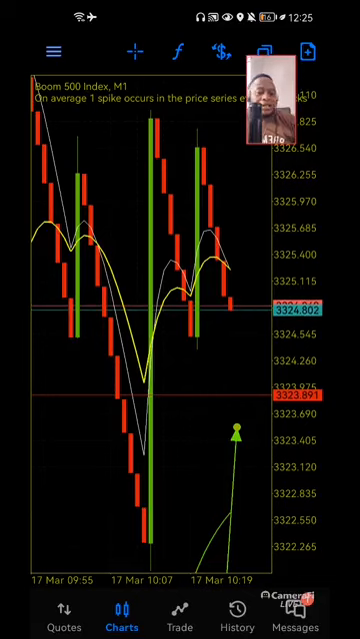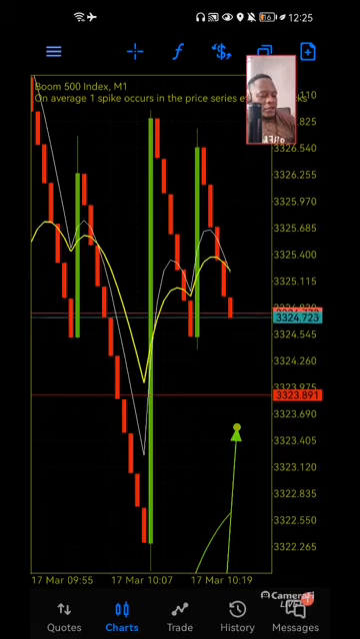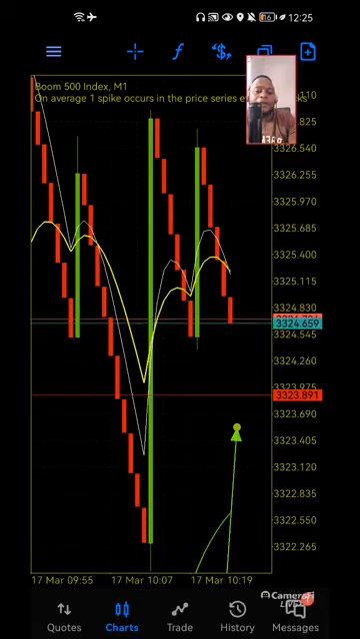M15, Crash 300. There was something that I was talking about, that if it reaches that yellow line, it has to react on M15. Our spike has to come from M15. So we want to see what exactly is happening on M15 at this moment in time.